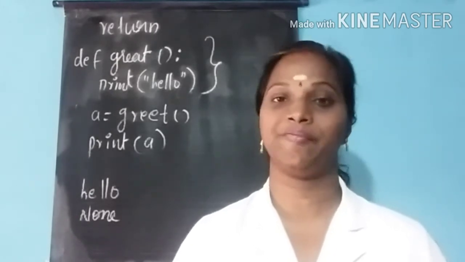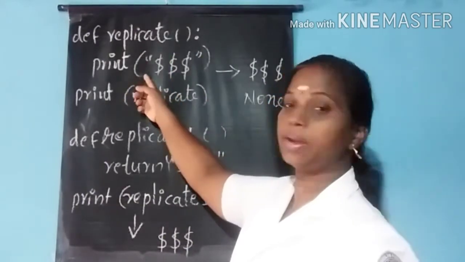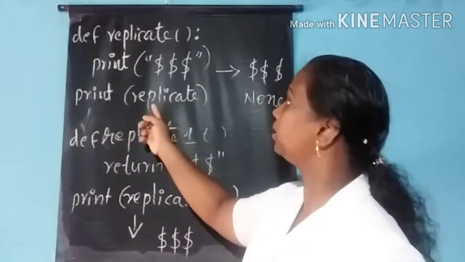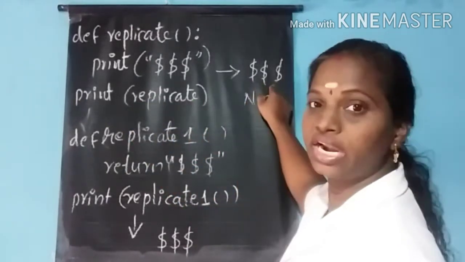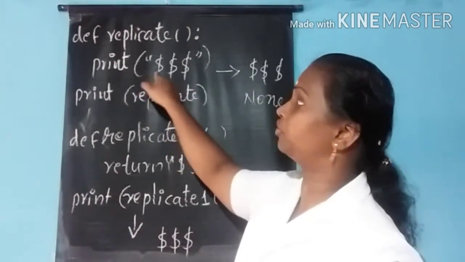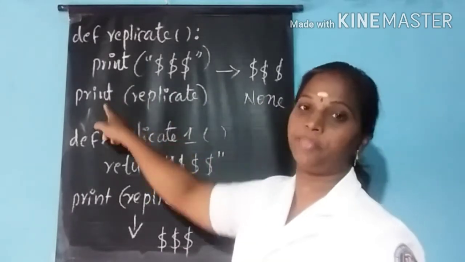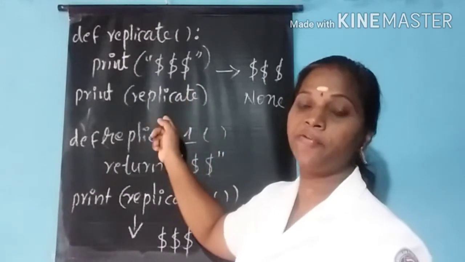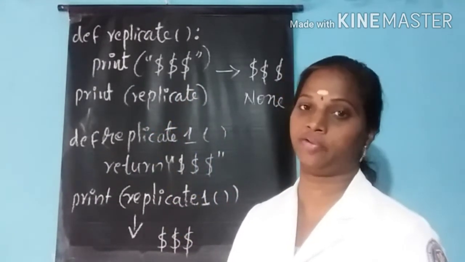Okay, I will give one more example. Here def replicate, print the $3 symbol. Then print replicate. When this statement is executed, you will get the output as the $3 symbol. This $3 symbol is because of this print statement. Then none is because of this print statement. Because this function is a void function, it does not return any value to the caller function.